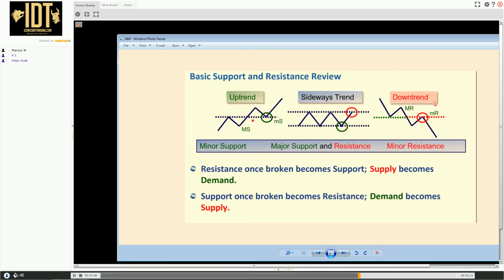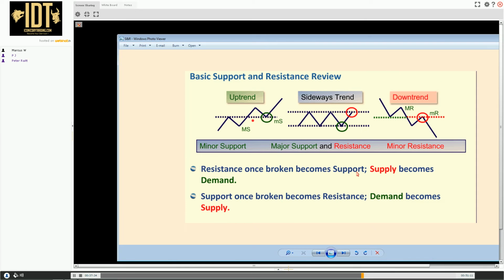Okay, downtrend, same thing. Stock's coming down. It hits trend line support, makes a lower high, breaks support. Support becomes resistance. It holds. You short. Boom. Okay, that's what you do in a downtrend. And this is simple. Resistance, once broken, becomes support.